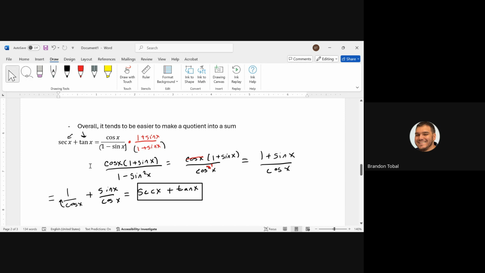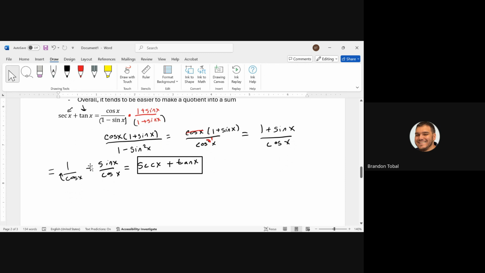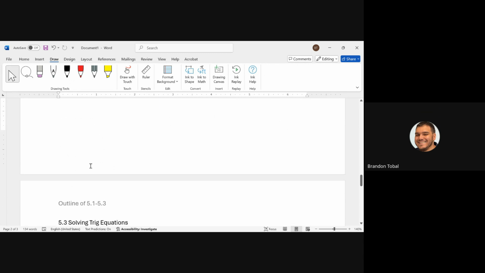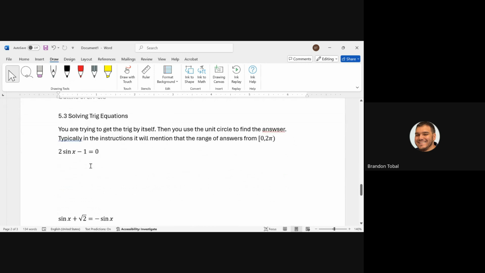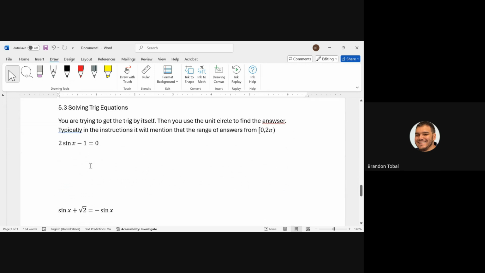Okay, let's go to the last part, which is 5.3, which is solving. In the instructions, I say typically, but I made a test. It's going to say from 0 to 2 pi. So you want to give me every instance where this is true. You're using the idea from the Pythagorean, the unit circle, okay?